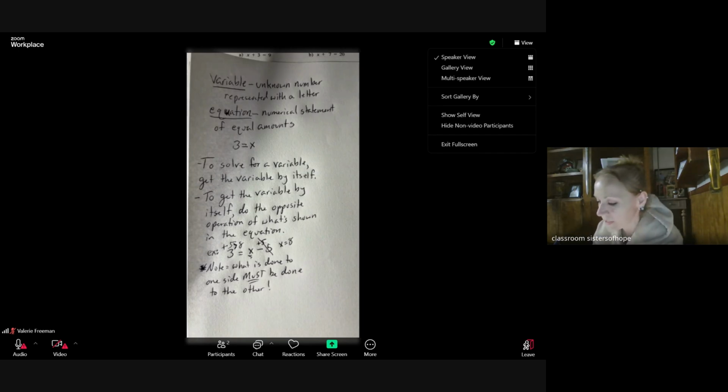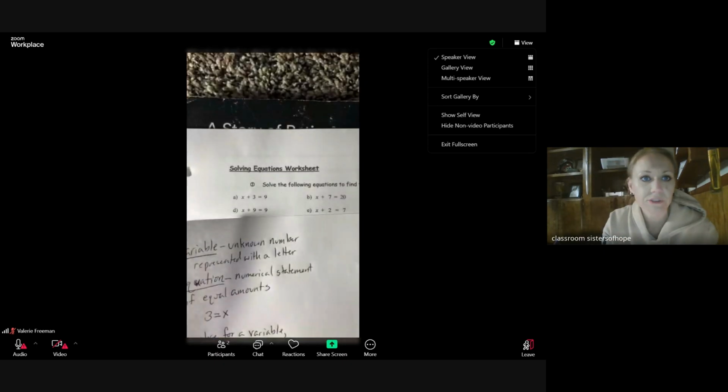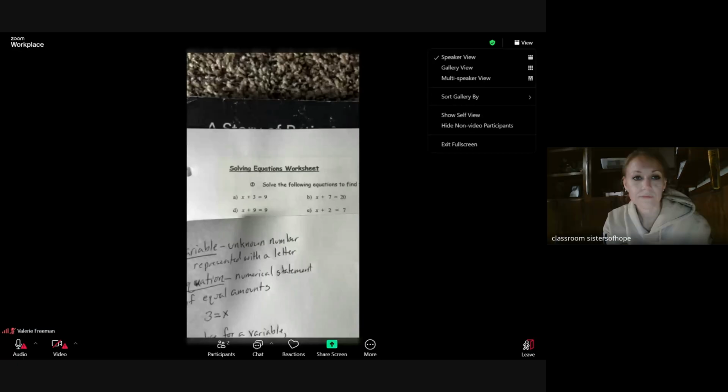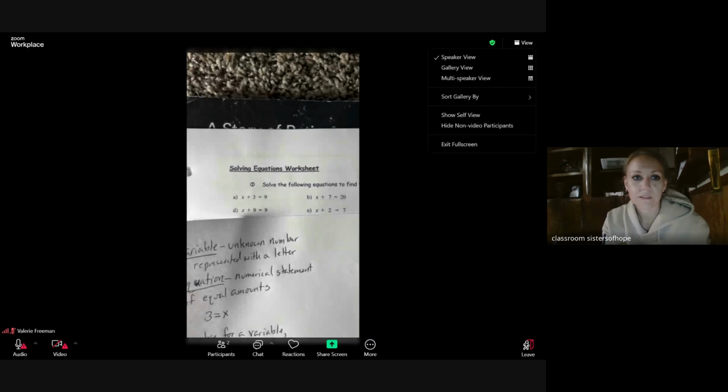Let's actually start doing it. All right, so I believe on Classroom, I have a link to this worksheet. Let me make sure. It should be solving equations. Come on, internet. Yes. Okay. If you go to the Google Classroom, you can find this worksheet that I'm looking at.